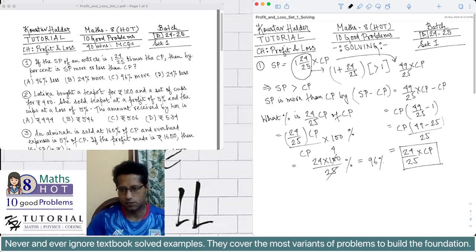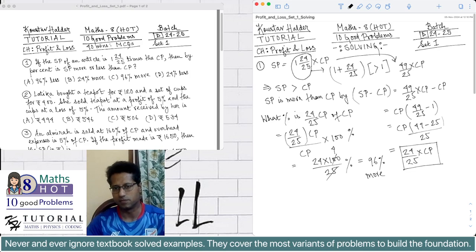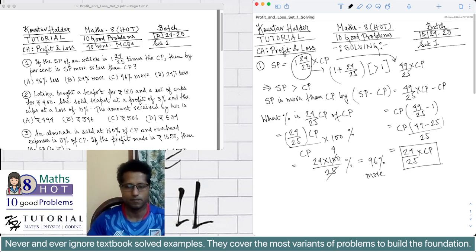96 percentage more. So the answer is 96 percentage more, because we clearly have understood that SP is greater than CP, and SP is greater than CP by 24 by 25 into CP, and 24 by 25 CP is 96 percentage of CP. Hence, the answer is 96% more. Therefore, the correct choice is choice C.